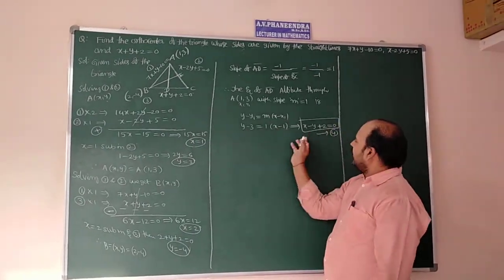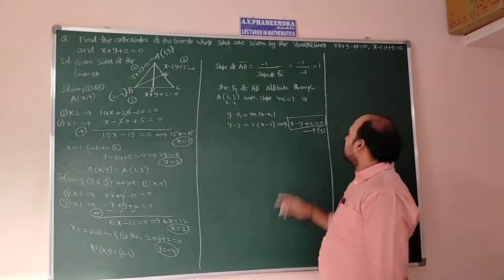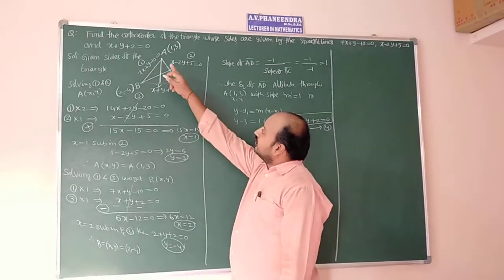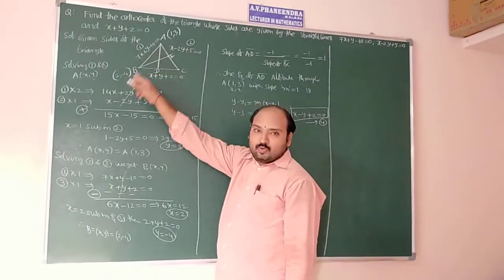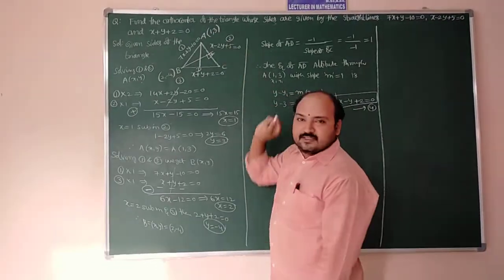X, y we can take this as minus y. Minus 3 we can take this as plus 3. Plus 3 minus 1, so plus 2. Next, the same procedure you have to follow to get the BE slope. To get the BE slope, understand clearly here. BE is perpendicular to AC.